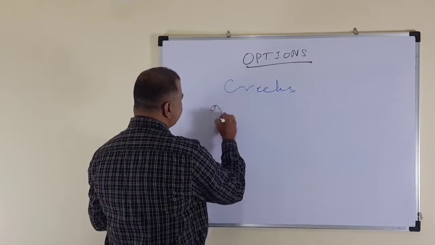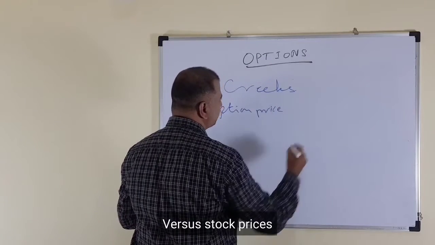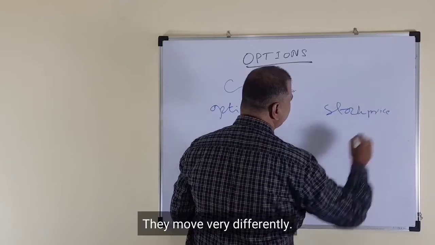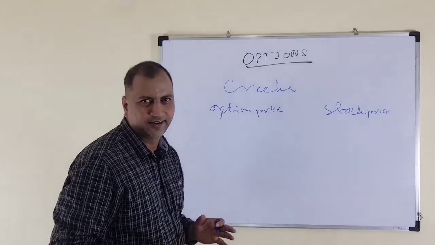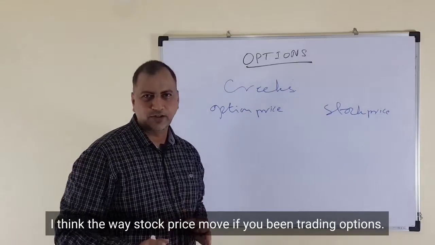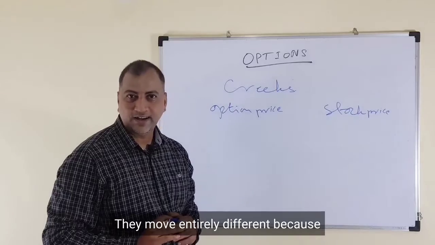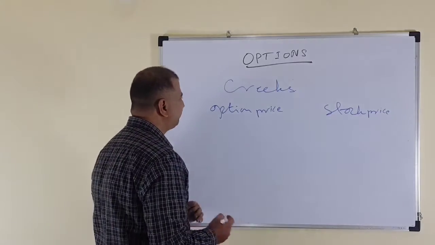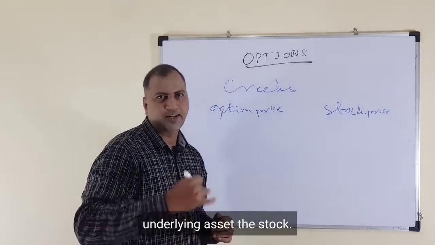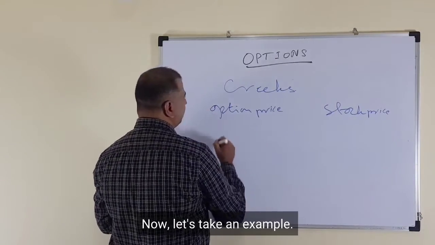Option prices, what's the stock prices? They move very differently. The way stock prices move, if you've been trading the options, you have seen, and the way option prices move is entirely different, because an option is a derivative from the underlying asset, the stock. Now, let's take an example.